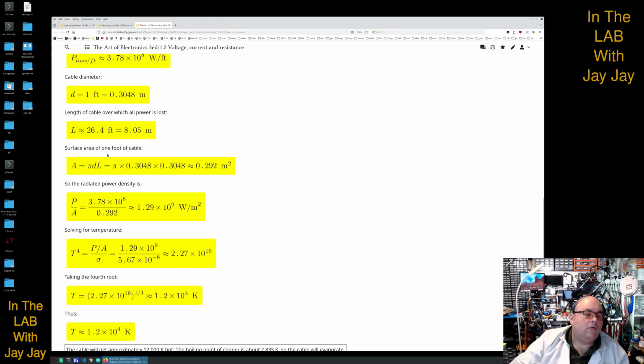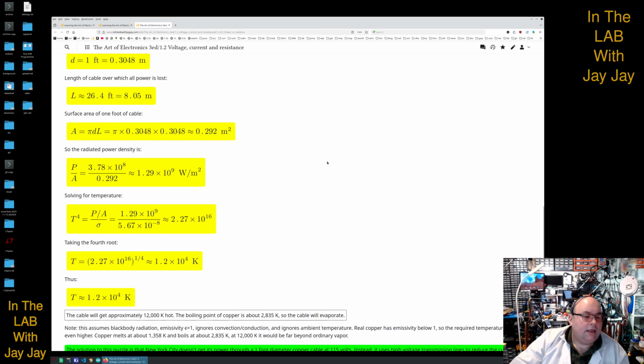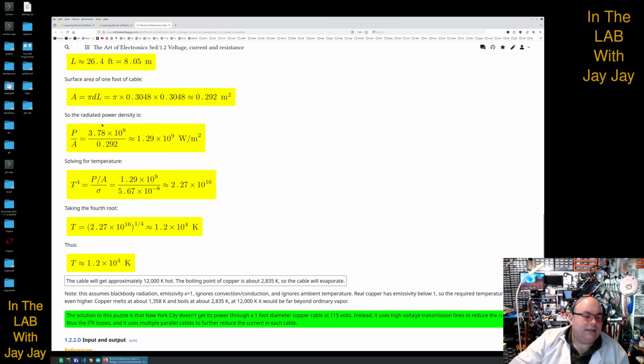The surface area of the cable, and that's just the outer surface area, not the ends. So it's not the full cylinder, it's just the cable area around the diameter. So that equals pi D L, which is pi times 0.3048 times 0.3048, approximately equals 0.292 meters squared. So the radiated power density is P on A equals 3.78 times 10 to the power of 8 divided by 0.292, approximately equals 1.29 times 10 to the 9 watts per square meter.